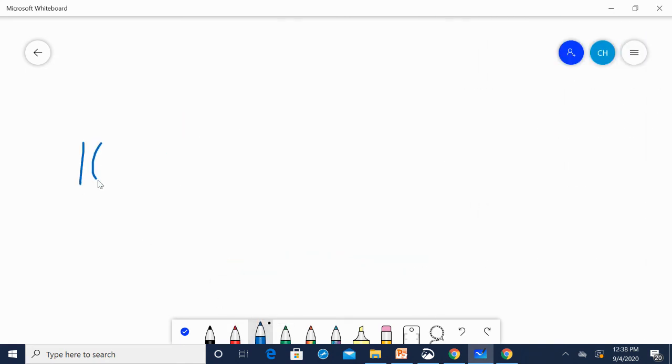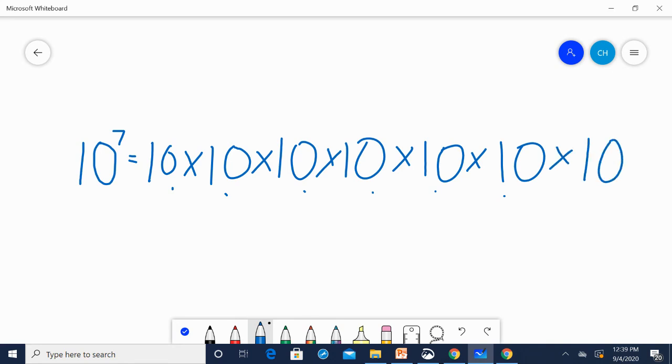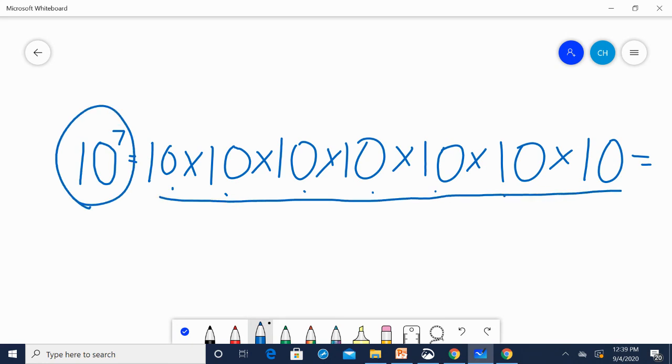So if we have 10, oops, didn't need to write that. If I have 10, I'm going to write it all again, to the, hey, let's go for a 7, to the 7th power. That means we have 10 times itself 7 times. 10 times 10 times 10, that's 3, times 10, that's 4, times 10, that's 5, times 10, that's 6. Let me count. 1, 2, 3, 4, 5, 6. It's always good to check yourself. Times one more, that's 7. So 10 to the 7th power is equal to 10 times itself 7 times.